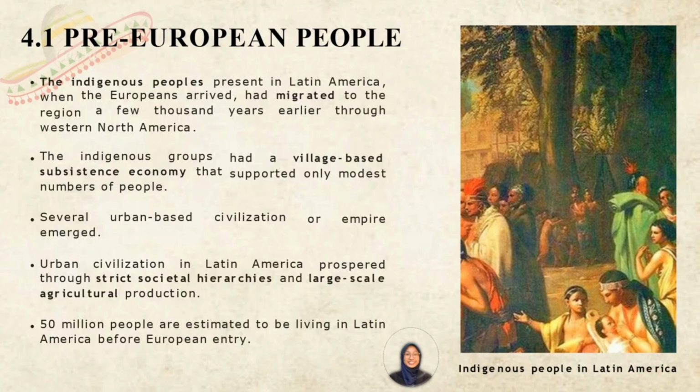Let's discuss the pre-European people. The indigenous people present in Latin America when the Europeans arrived had migrated to the region a few thousand years earlier through Western North America. The indigenous groups had a village-based subsistence economy that supported only modest numbers of people. Several urban-based civilizations or empires emerged. Urban civilization in Latin America prospered through strict societal hierarchies and large-scale agricultural production. 50 million people are estimated to have been living in Latin America before European entry.